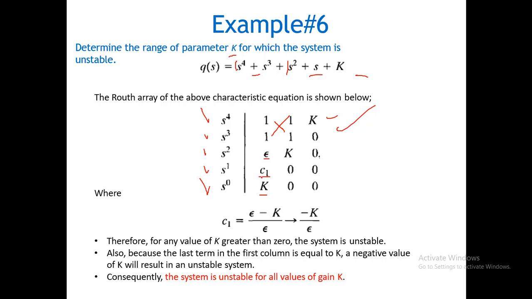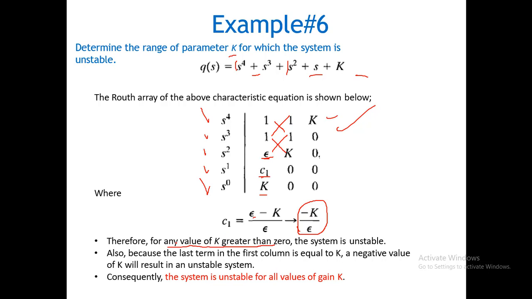Now you know that c1 is nothing but epsilon minus k divided by epsilon. If you take epsilon common on this side, you will be getting this minus k divided by epsilon. If you take this epsilon as common, you get this equation, and you know that for any value of k greater than 0, the system will be unstable. So the system will be unstable if the value of k is greater than 0.